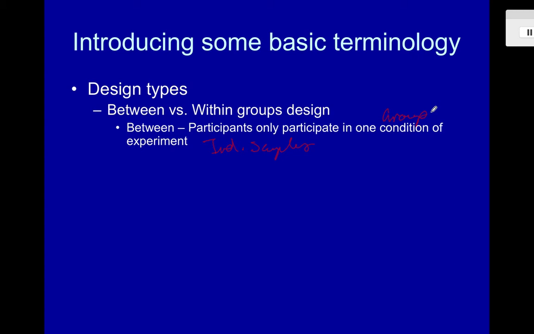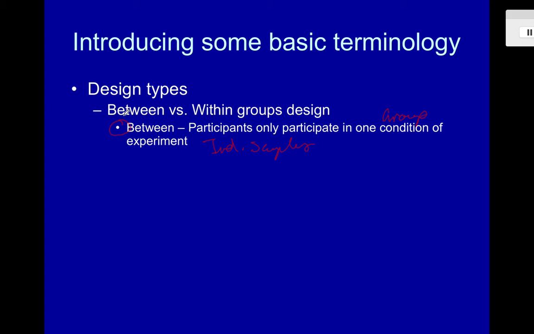So let's say, for instance, that we're looking at the difference between males and females. If we're looking at the differences between males and females, this automatically becomes a between groups research design. Why? Because a male individual cannot participate in the female group and a female participant cannot be in the male group.